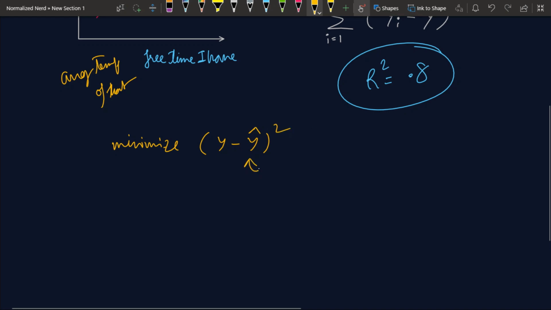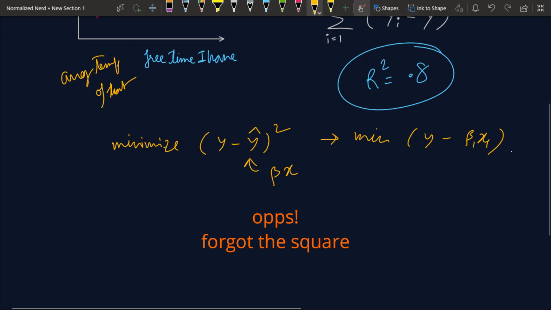And this y hat is actually our model, that is beta x, obviously. Now in the first case we have only one variable. Okay, so let me just write this function as minimize y minus beta x1. Okay, so this is the optimization equation for our first model with one feature.